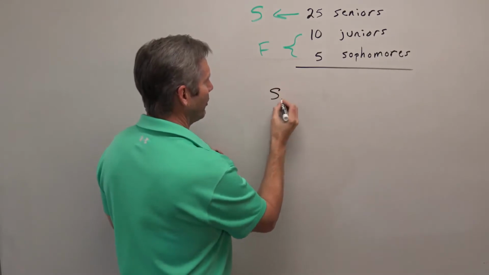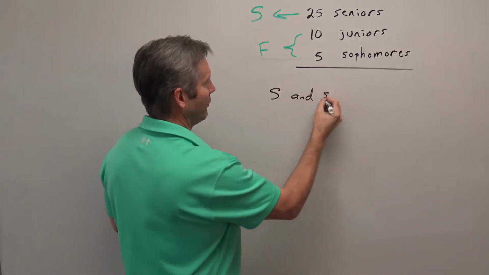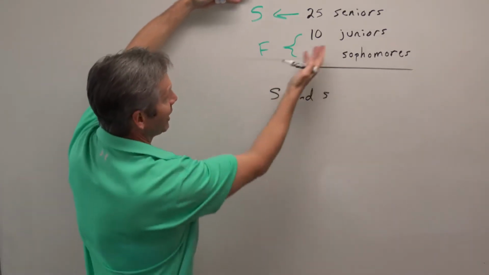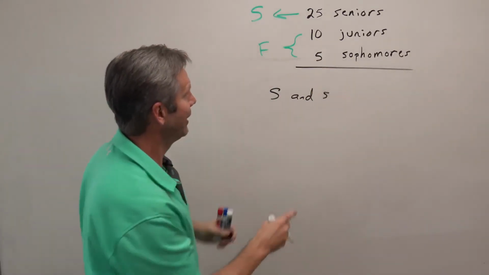What's the probability the first one is a senior and the second one is a senior? All the others would be a failure. We'd fail if we got a junior because we were looking for a senior and a senior.